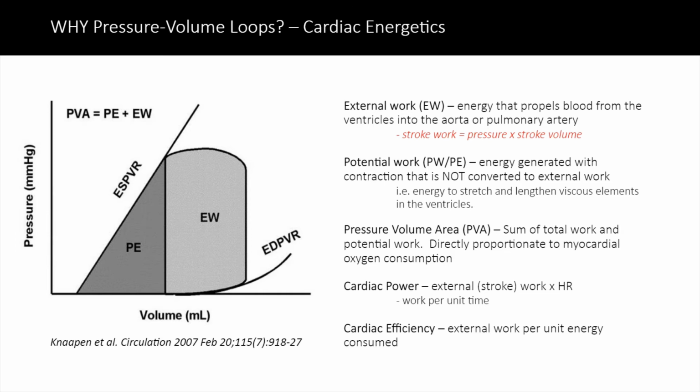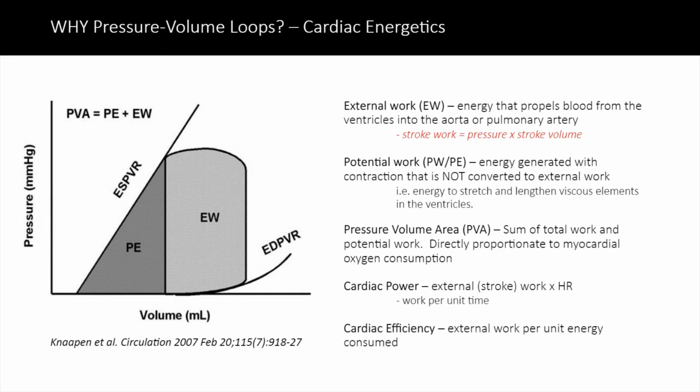The summation of external and potential work is your pressure volume area. Now, this is the sum of all of the heart's work, and it's proportionate to your myocardial oxygen consumption. So in having performed your preload reduction, you've provided yourself with a data set to establish how much work the heart is doing and how efficiently it's performing that work. Increases in pressure volume area are going to come with accompanying increases in myocardial oxygen consumption, and decreases in pressure volume area will mean decreases in total myocardial oxygen consumption.